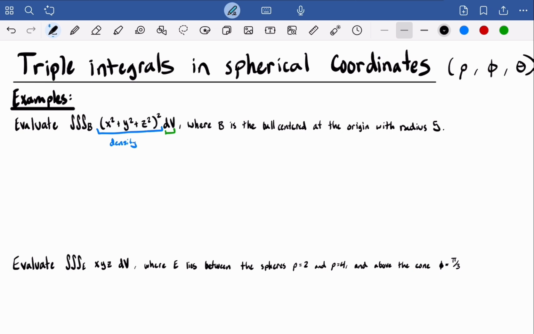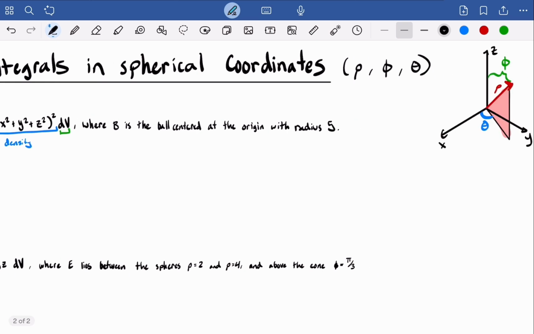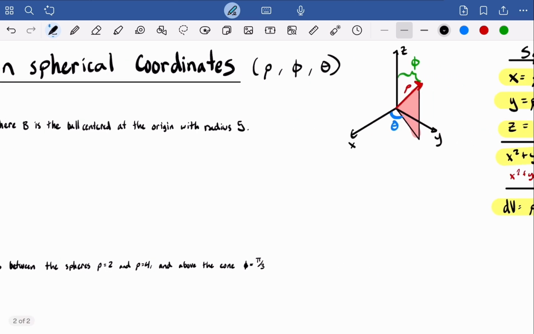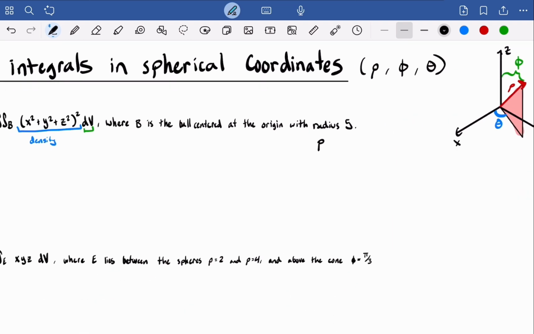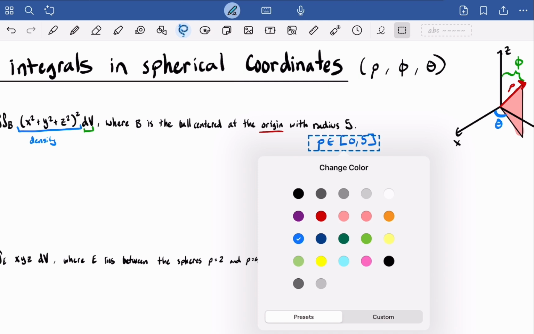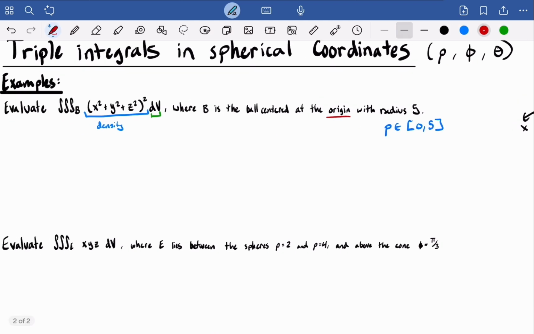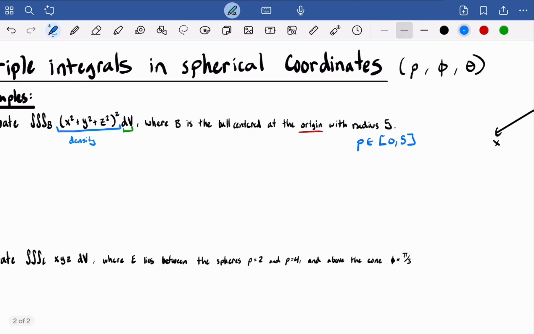And what we have is a ball B centered at the origin with radius 5. So right off the bat, if we were thinking about radius, we can think of rho. They're interchangeable, so we can say that rho ranges from 0 to 5 because it was centered at the origin. And we're going to be writing in blue here. So we have one of our bounds, but we need to hit all three of them.